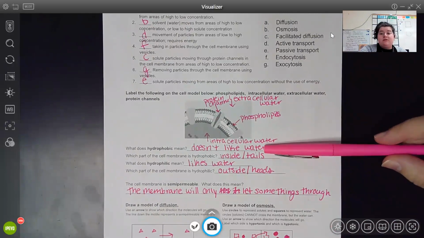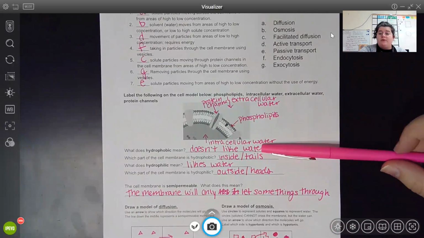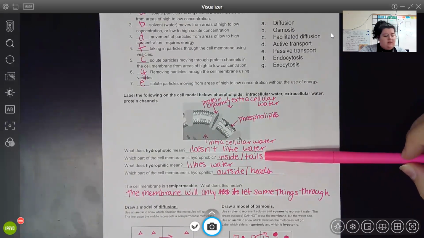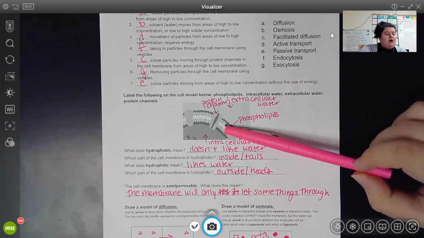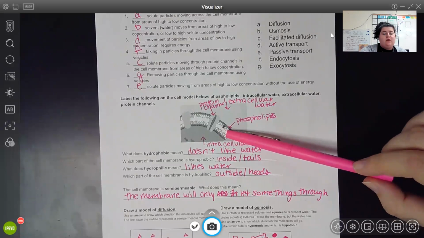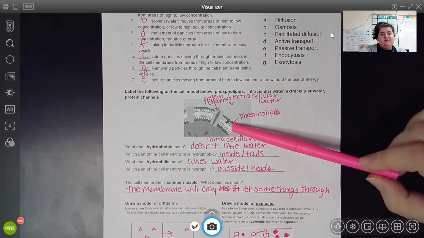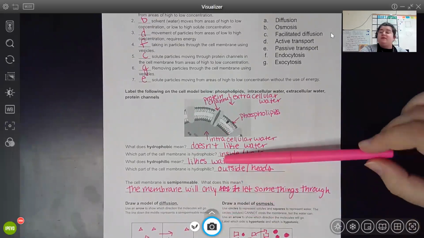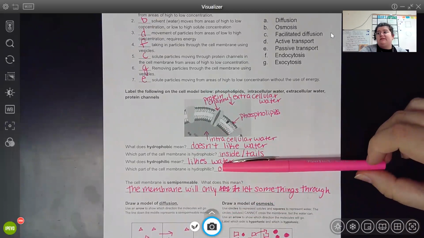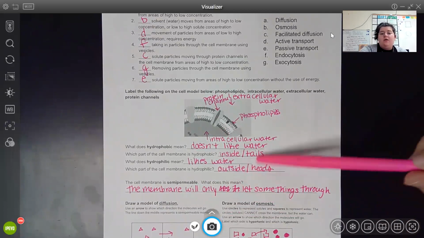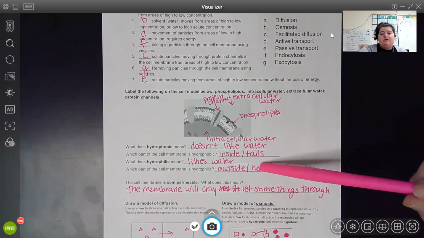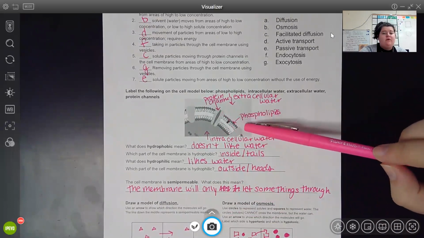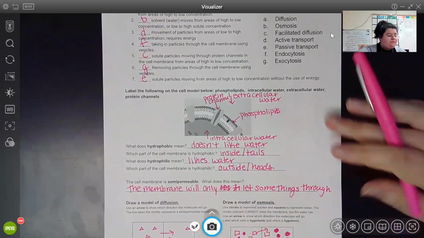Hydrophobic, what does it mean? It means they don't like water. So hydrophobic is water fearing. The part of the cell membrane that is hydrophobic is going to be our tails, right? So these are going to be our hydrophobic fatty acid tails, or the inside of the cell membrane. Hydrophilic means it likes water, so hydrophilic means liking water or water loving. The part that is hydrophilic is going to be the outside or the phosphate heads of our phospholipids.